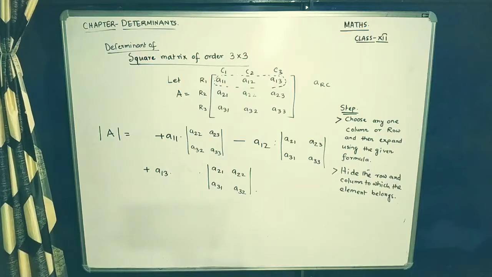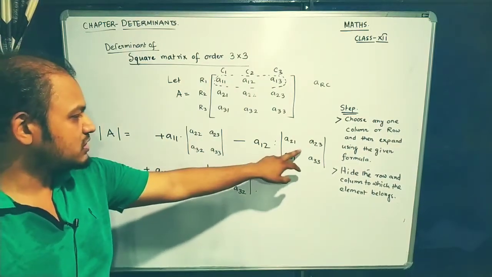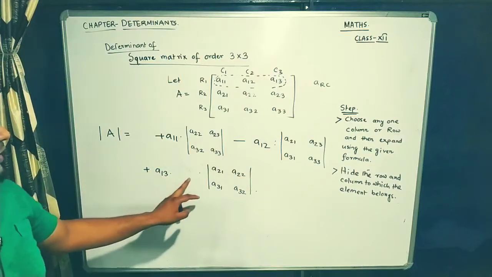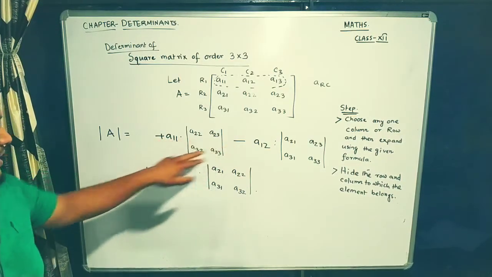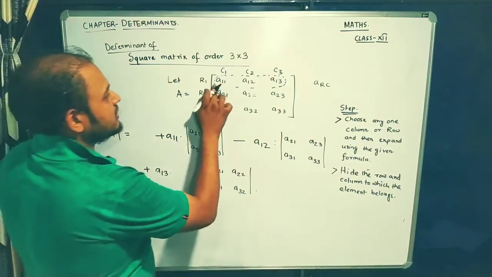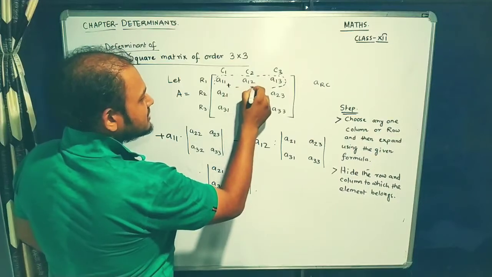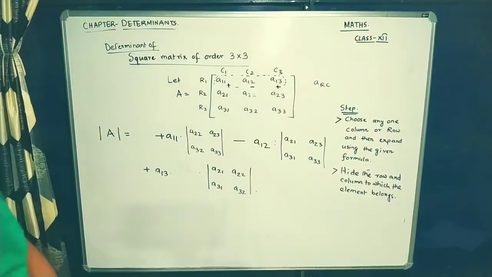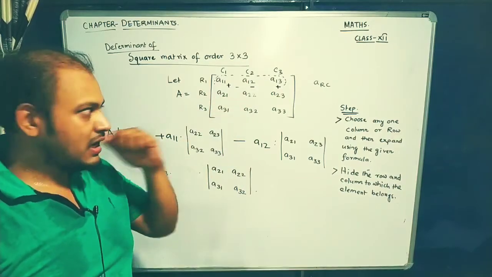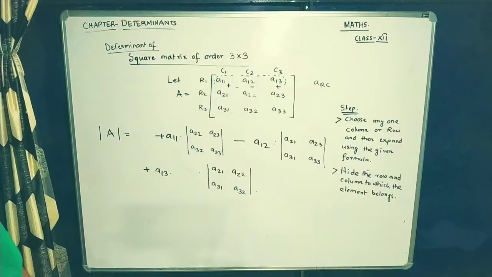Okay, so you have plus a11 into this determinant, minus a12 into this determinant, then plus a13 into this determinant. So what are the signs here? Plus, minus, plus. So here you remember there is a plus sign here, then there is a minus sign here, then there is a plus sign here. Just remember these signs for now. We will see how to use these signs to find the determinant of this matrix quickly.